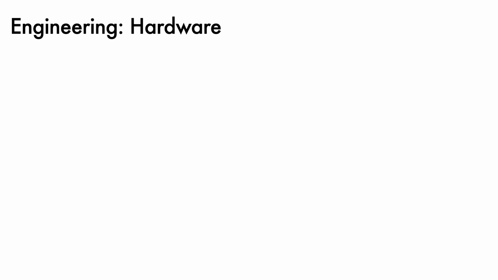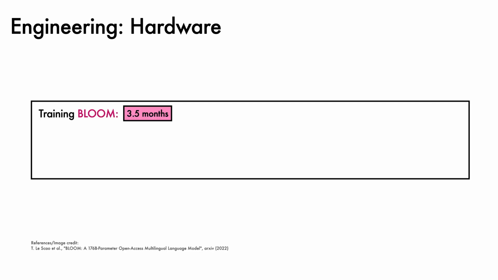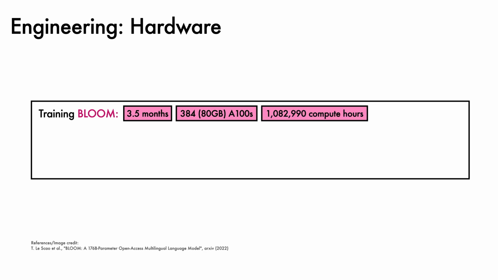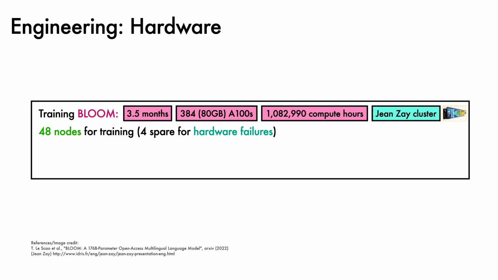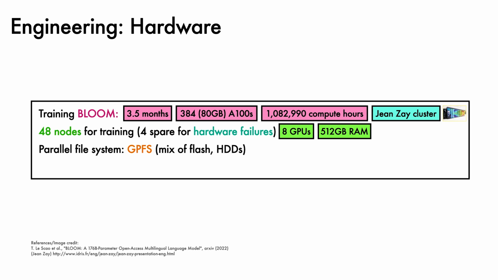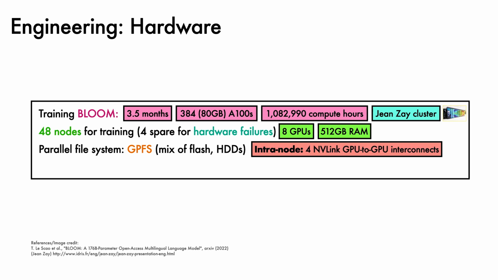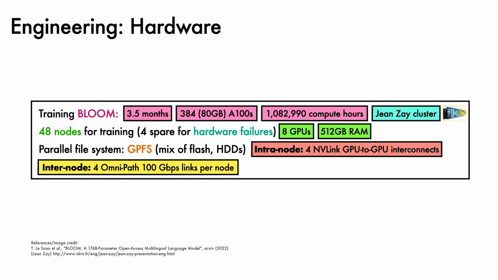We now turn to look at some of the engineering behind training BLOOM, which took 3.5 months on 384 80GB A100s and amounted to 1,082,990 compute hours on the Jean Zay cluster. The configuration used 48 nodes for training, with 4 spare for hardware failures, where each node had 8 GPUs and 512GB of RAM. Storage was handled by the GPFS parallel file system, covering a mix of flash and hard drives. Intranode communication used 4 NVLink GPU-to-GPU interconnects, while internode communication used 4 OmniPath 100 gigabit links per node, arranged in an enhanced 8D hypercube global topology.